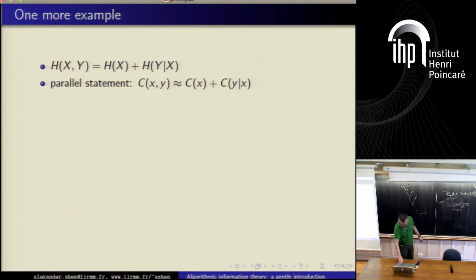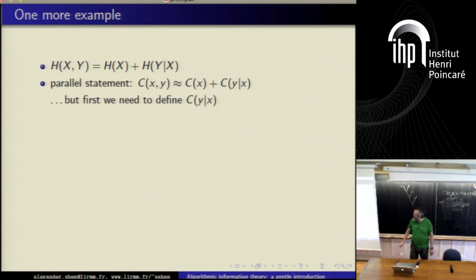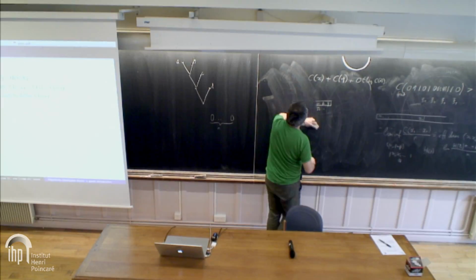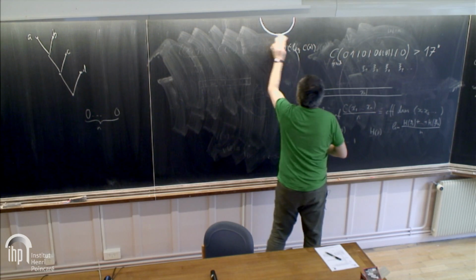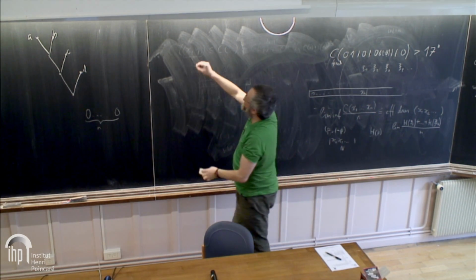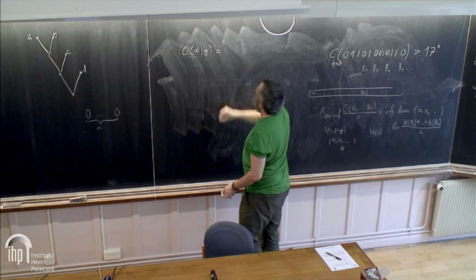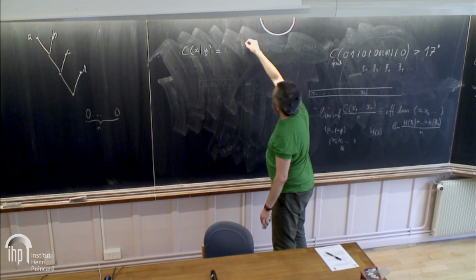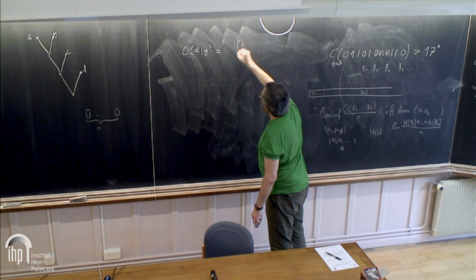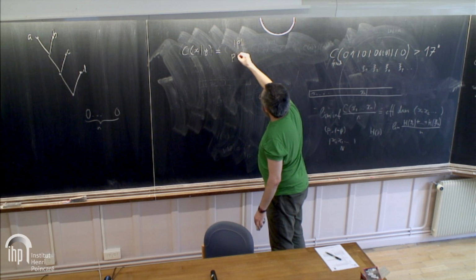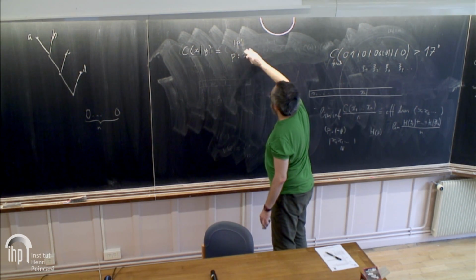So let's look at another thing, which is conditional complexity. Here we need to define conditional complexity. And conditional complexity, as you may guess, you can actually define this as a difference, but it's not fair. So conditional complexity measures the length of a program P which maps x to y, or y to x.